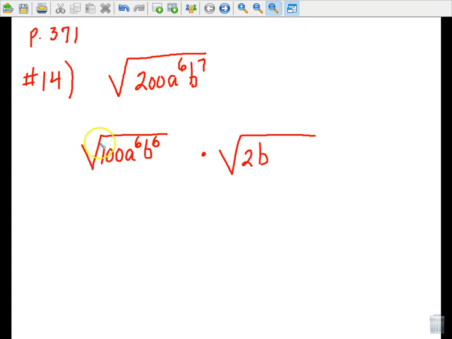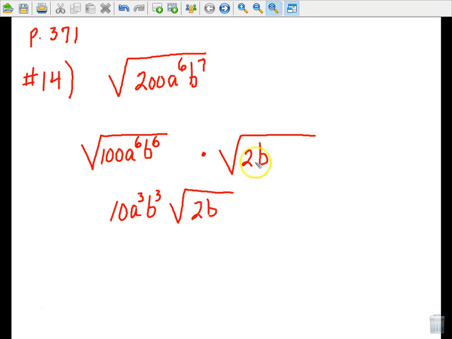So start with the number. The square root of 100 is 10. And the way you simplify these variables that have exponents is you very simply divide. So this invisible 2 will divide into exponent 6. 6 divided by 2 makes exponent 3. And the same thing will be true for b. The square root of b to the 6th is b to the 3rd, 6 divided by 2. And then the rest of my answer will be this radical that cannot be simplified.